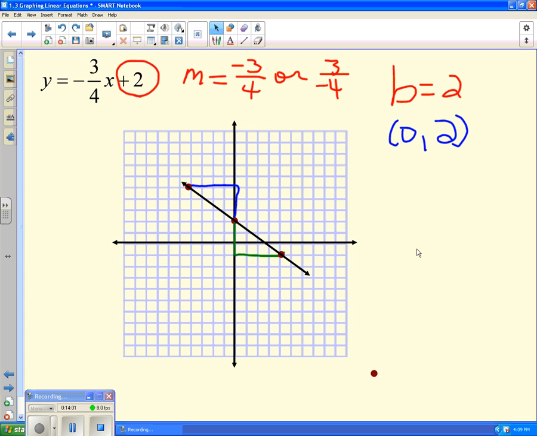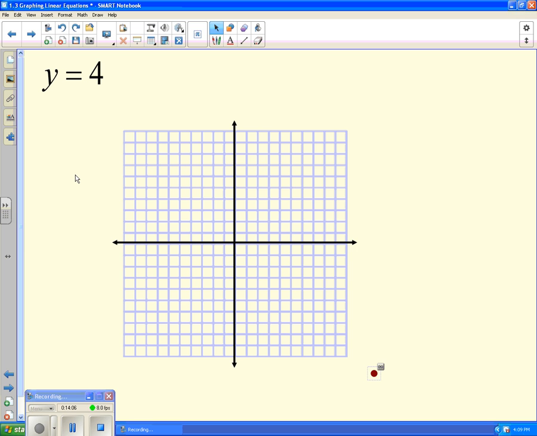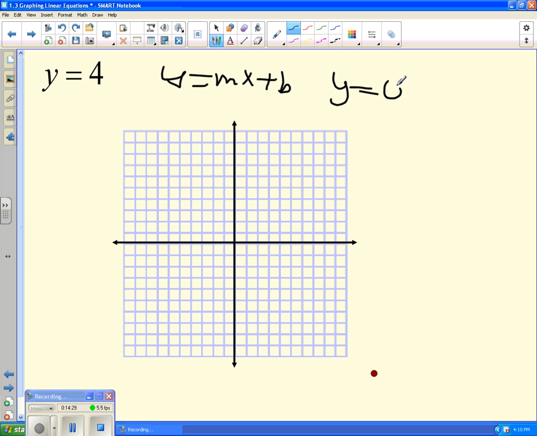Now I do want to look at 2 special cases. Let's look at this one, y equals 4. Now remember, slope-intercept form is y equals mx plus b. And I look at y equals 4, and I don't see an x anywhere. So if I want to make this fit the form y equals mx plus b, I could think about it being y equals 0 times x plus 4. And if I do that, I can see that my y-intercept is at 4, because that's this right here. So that means my y-intercept would be the point 0, 4.